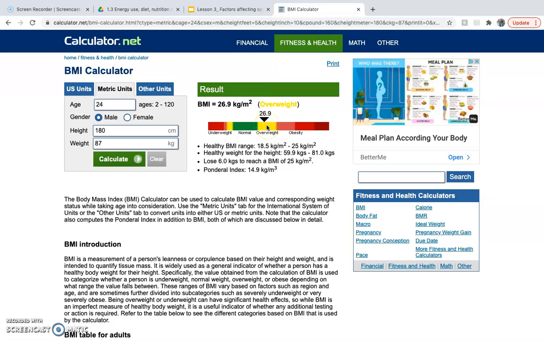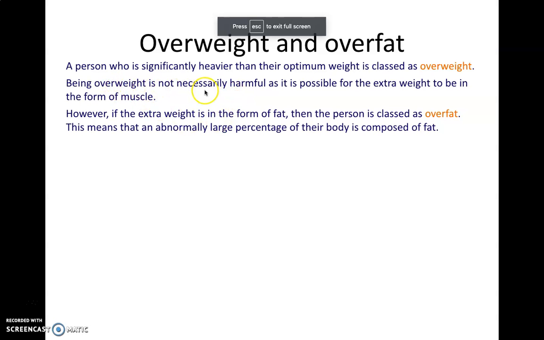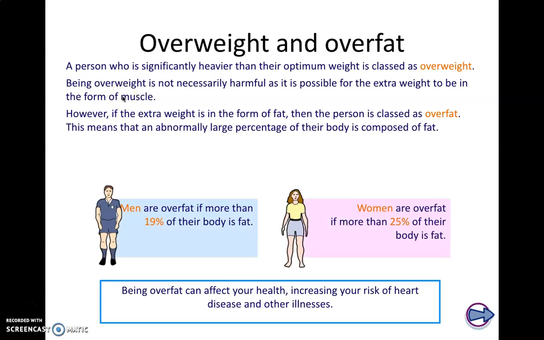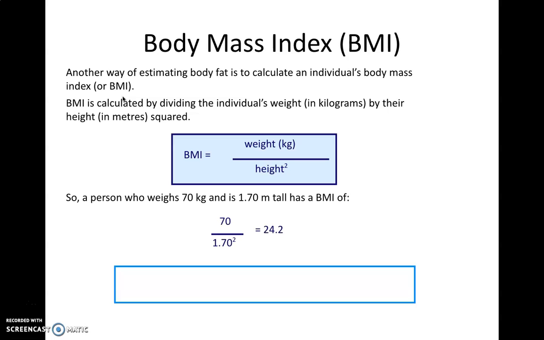Now, remember what we said, being overweight, it might be that you have more muscle. So if we go back, we can see being overweight is not necessarily harmful, as it could be extra weight in the form of muscle. And I do lots of sport and I go to the gym, so my extra weight will be muscle. So you don't take what your BMI is as gospel. So I'm just over what healthy is. I was 26.9, so if I was down a little bit to 25, I'd be considered healthy.